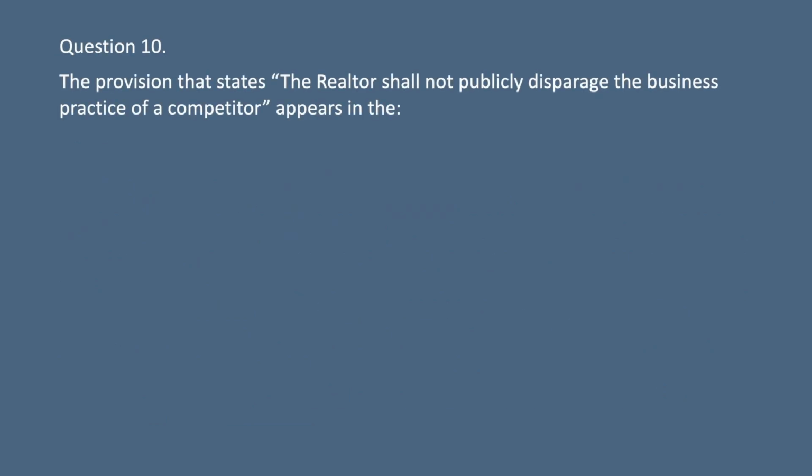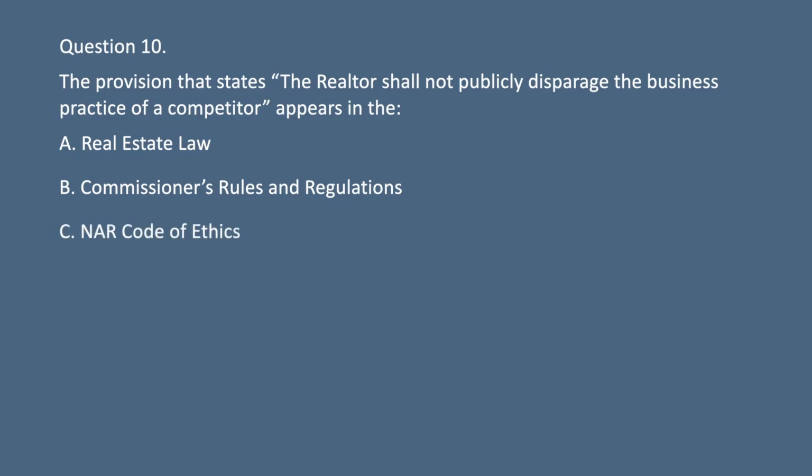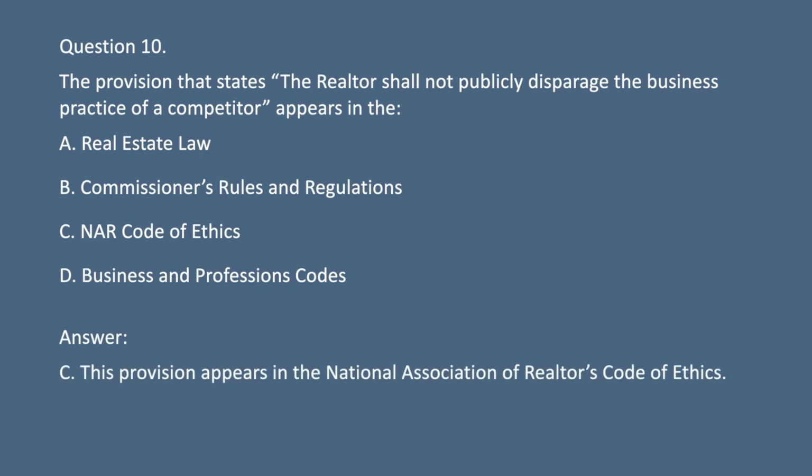Question 10. The provision that states the realtor shall not publicly disparage the business practice of a competitor appears in the A. Real estate law. B. Commissioner's Rules and Regulations. C. NAR Code of Ethics. D. Business and Professions Codes. Answer. C. This provision appears in the National Association of Realtors Code of Ethics.